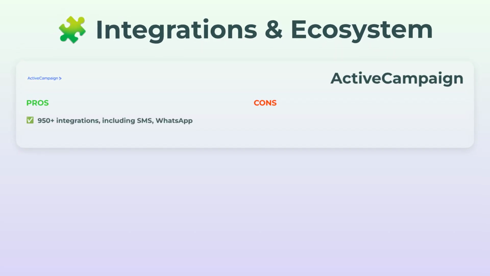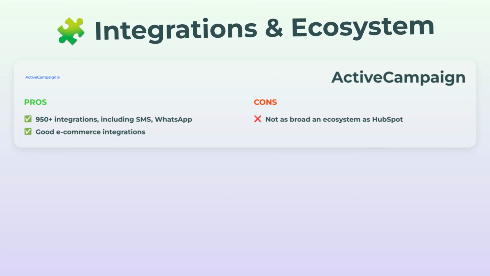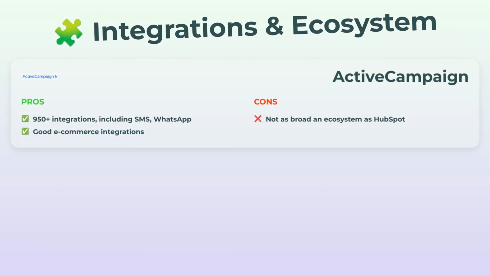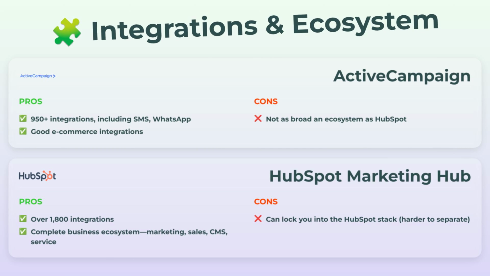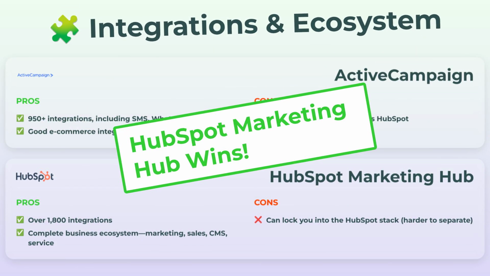Let's roll into integrations and ecosystem. So, ActiveCampaign, over 950 integrations, including extras like SMS, WhatsApp, and some solid e-commerce stuff. Not bad, but when you zoom out, HubSpot is just everywhere. Like 1,800 plus integrations, and it covers marketing, sales, service, CMS, the whole business. The catch? If you grow too deep, it kind of locks you in. It's almost like once you're in, you're never leaving. But if you want total ecosystem power, HubSpot is the one to beat here.